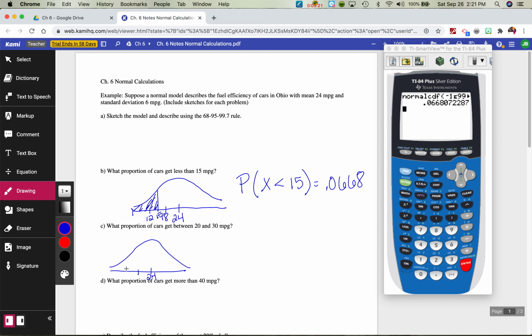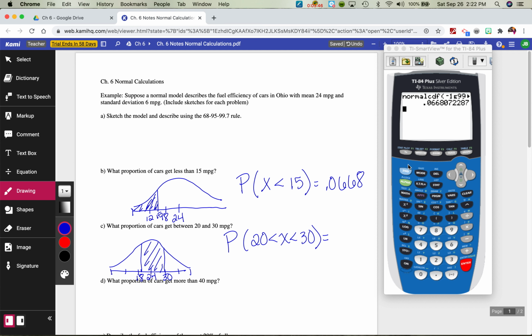So if we mark off, because you still have to do this. Here we had 18, and here we had 30. So we want between 20, so I'm going to pick like here. So you still have your picture. Okay, so how would I write this? I'm going to say 20 less than X less than 30.